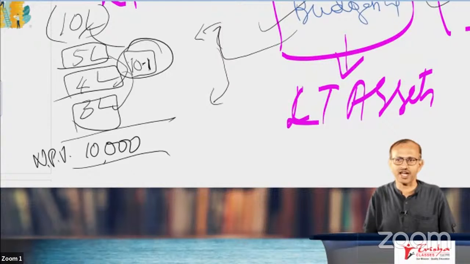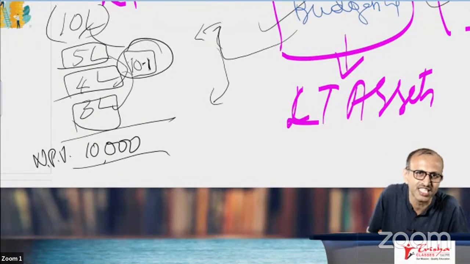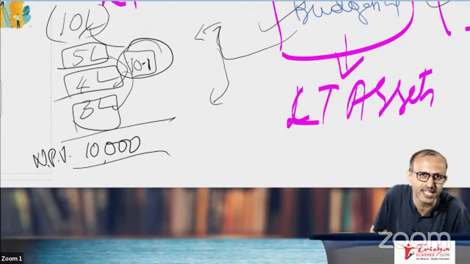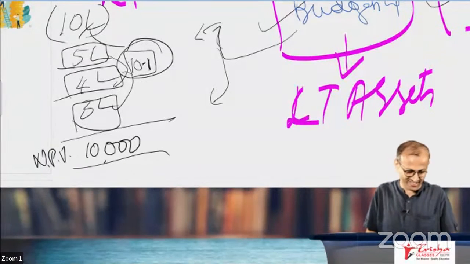Just one question to all of you. Will you be able to recollect what was discussed earlier in CA Foundation, something called TVM, interest, annuity? You are able to recollect. Okay, very good.